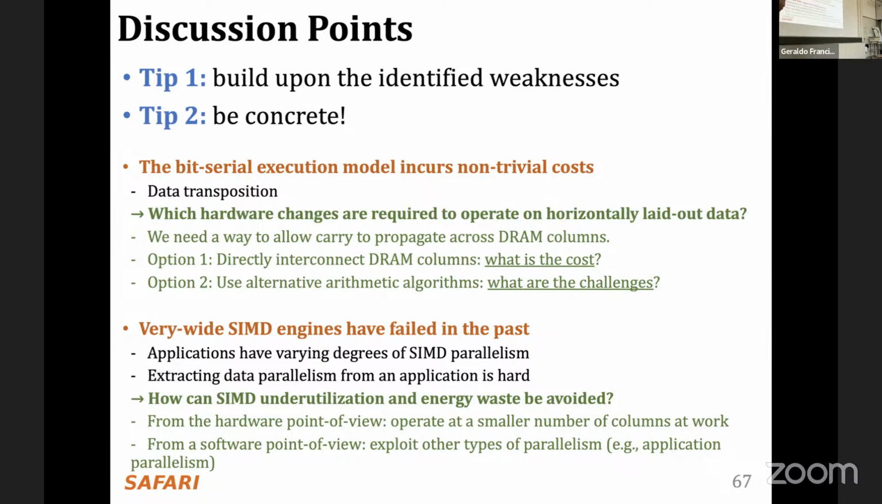For example, if you have other applications running in the system, maybe you can make portions of a DRAM subarray for one application and portions of another DRAM subarray for another application, and collocate them together so that you can improve utilization. So all of those things are ideas that you can develop and build upon and discuss if they are good ideas or bad ideas.